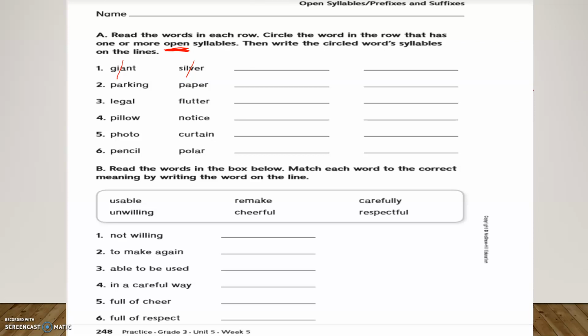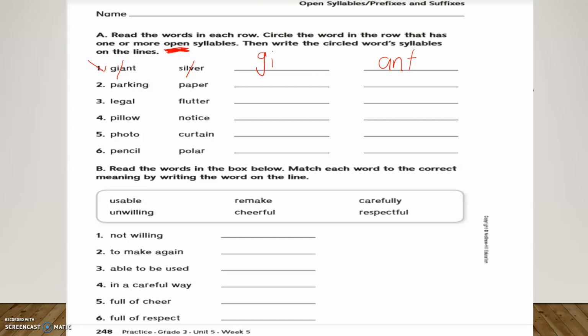Let's look at giant. The first syllable, the last letter is an I, so it's open. The second word, silver, the last letter in the first syllable is the L sound, so it's closed. And they want us to write the open one, so it's giant. So we write giant. This is how you need to solve the rest of part A.